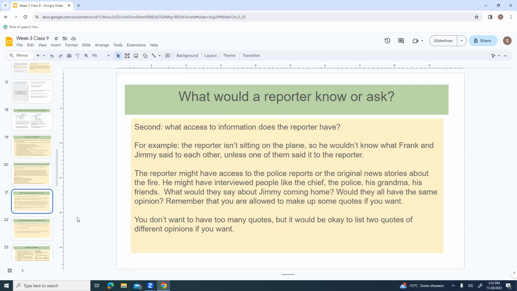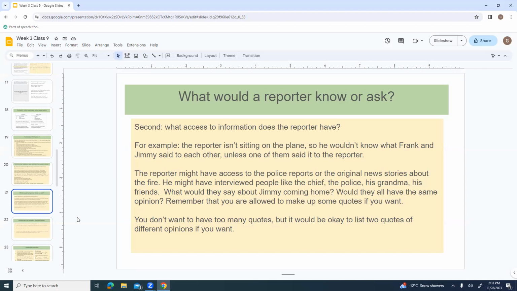The reporter might have access to the police reports or the original news stories about the fire, or he might have interviewed people like the chief, the police, his grandma, his friends, a teacher. What would those people say about Jimmy coming home? They might not all have the same opinion, right? The chief might think one thing. The police might think something different. His grandma might feel very differently, right? They might have very different opinions. Because of that, they might say very different things in quotes that you could use.